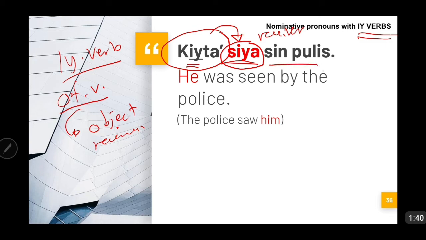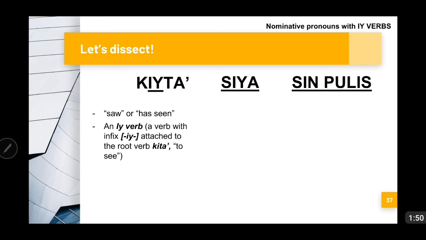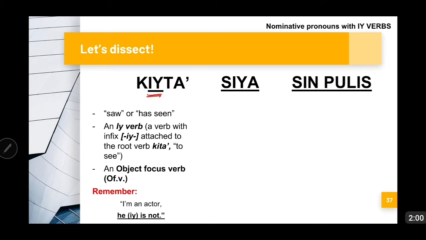Then we have sin police. The police is the actor of the verb. Let's dissect it here. We discussed it earlier. Kita means saw or has seen. It is an e-verb, which means a verb with an infix iy attached to the root verb kita, to see. It is an object-focused verb. Remember, I'm an actor, he is not.